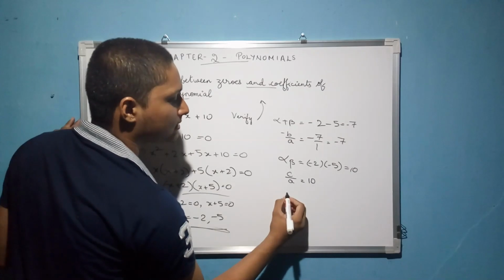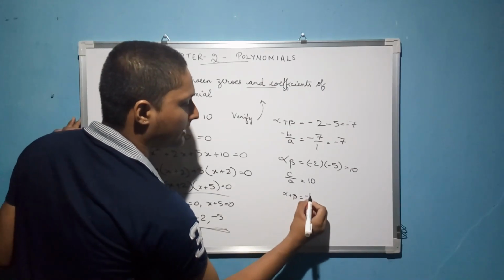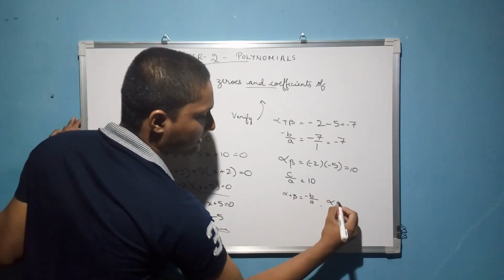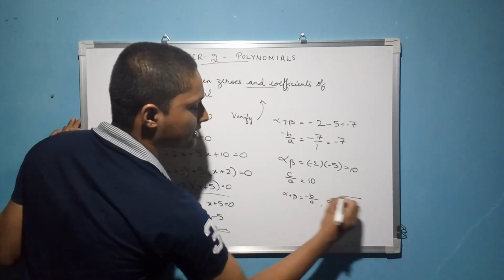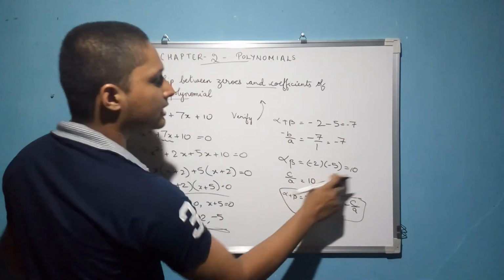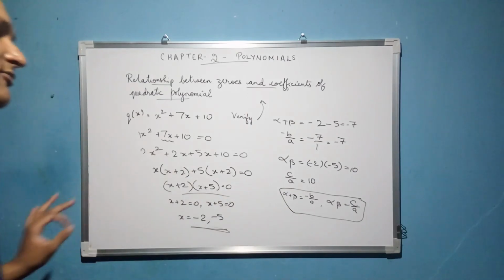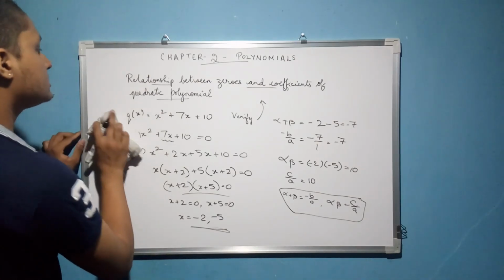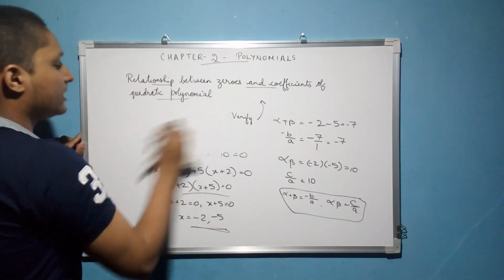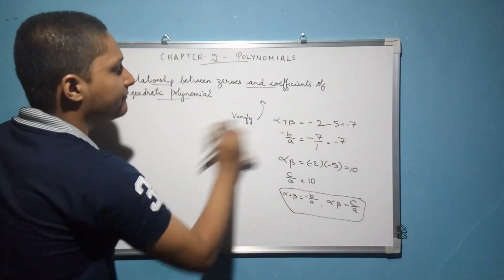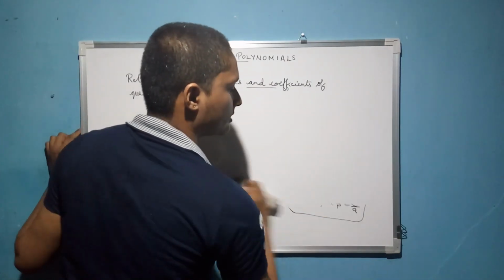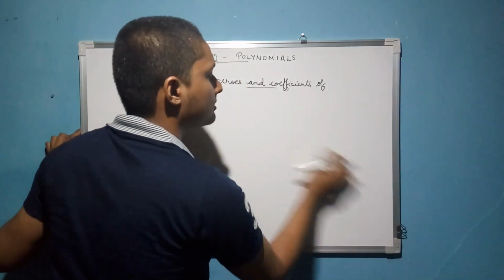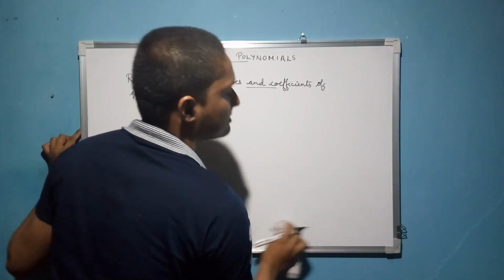From these two you can show that alpha plus beta is equal to minus b by a and alpha beta is equal to c by a. These two are the relations that you have to verify. Here you found out that both are equal. That's enough. You just write the statement at the last, that is verified. Next type of question that comes is to find the quadratic polynomial when the zeros are given. These types of questions are there in the exercise.